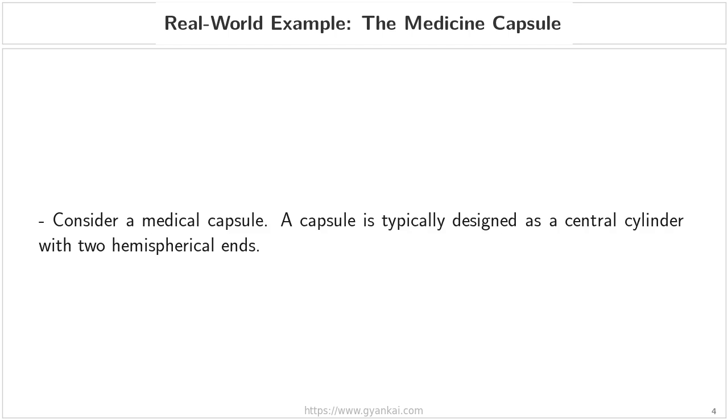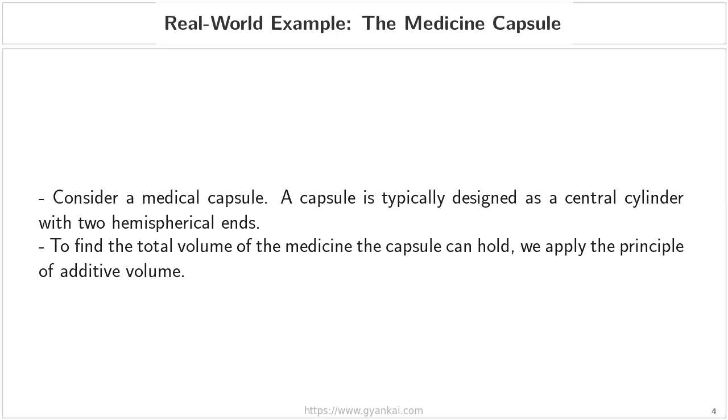Real-world example: the medicine capsule. Now that we understand the theory behind why volume is additive, let's put this into practice with a real-world example. Take a look at this image of a medical capsule. If you look closely at its structure, you'll notice it isn't just one single shape. It's actually a combination of different geometric solids. Specifically, a capsule is designed with a central cylinder and two hemispherical ends.